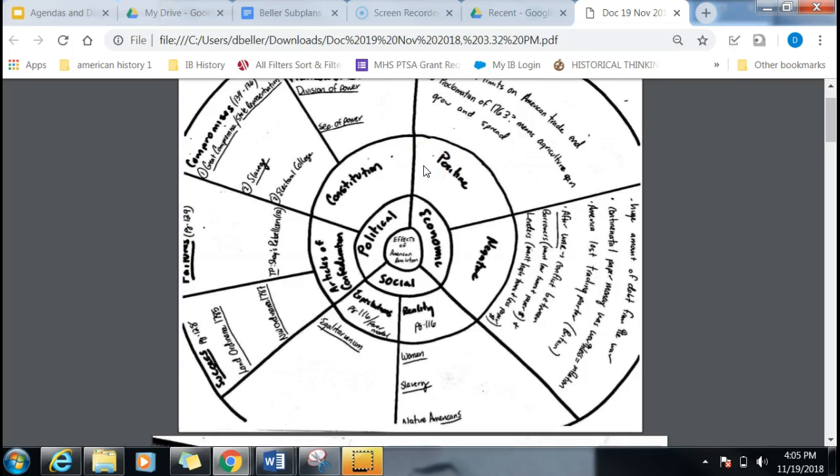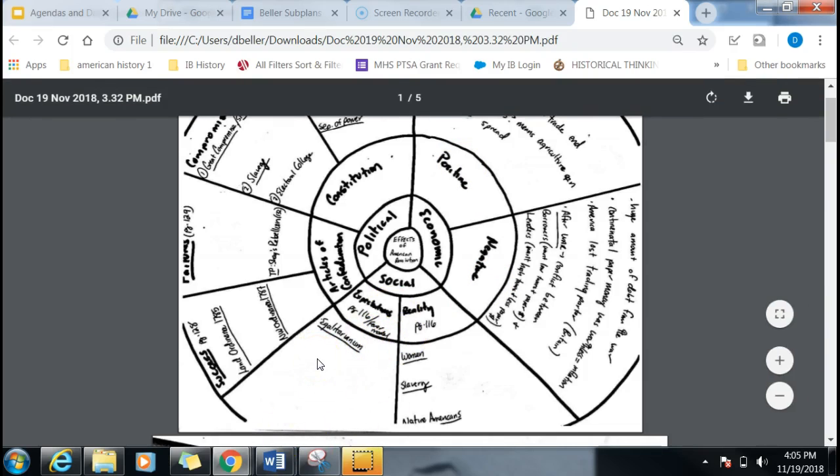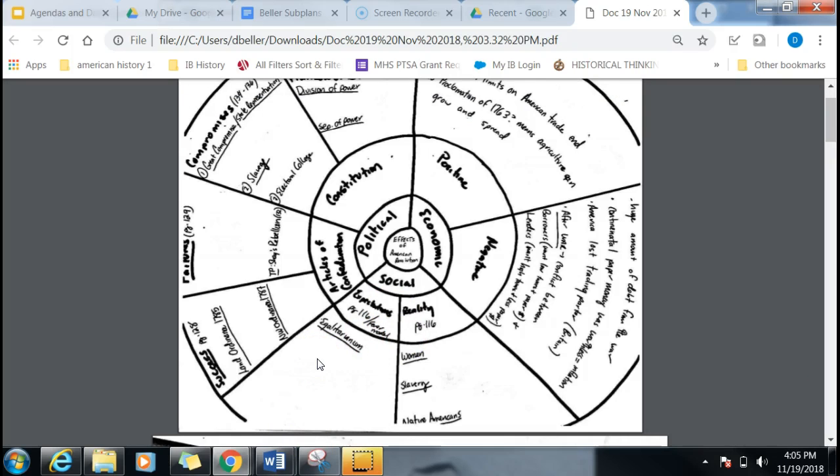So for, let's say, political effects of the American Revolution, the examples you're going to look at would be the Articles of Confederation and the Constitution. For economic effects, you would look at the positive economic and the negative economic effects. And for social effects, you would discuss the expectations of what you would expect to see as far as social changes as a result of the revolution, and then you would discuss the reality of those social changes brought on by the American Revolution.